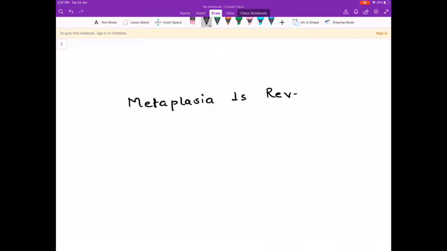Remember this very important fact that metaplasia is reversible. Memorize it 10 times in your head. Metaplasia is reversible. Anaplasia is not. Dysplasia is not. But metaplasia is reversible. What is the problem with metaplasia? The good thing is metaplasia is reversible.